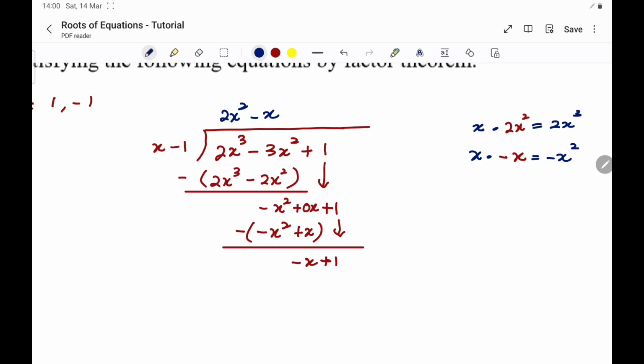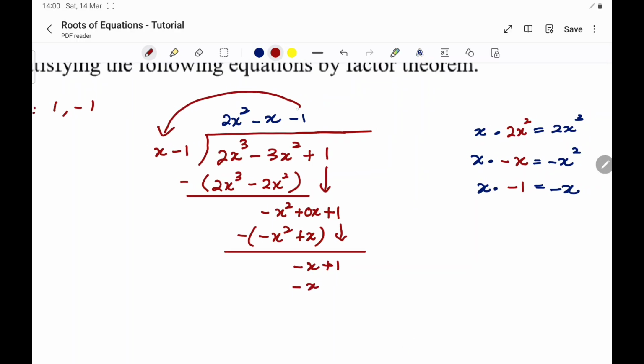What value when we multiply with x here gives negative x? So we will get negative 1. So proceed, negative 1 on top, and then we will do multiplication. Negative 1 multiplied with x gives negative x. Negative 1 multiplied with negative 1 gives 1. So put bracket minus, these two are the same, so the remainder is equal to 0. So here you get the quotient, which is 2x squared minus x minus 1.